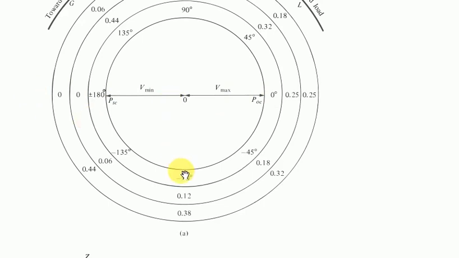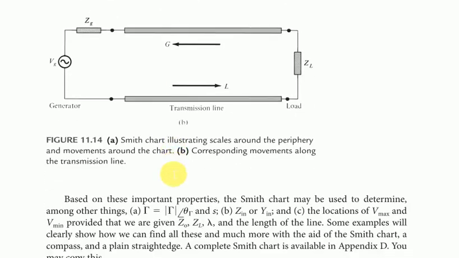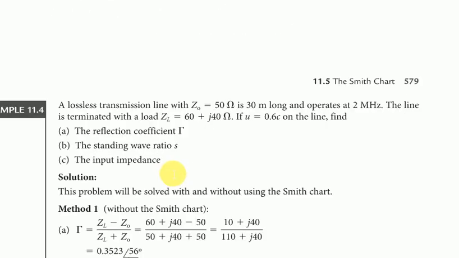So these points are important and you have to keep them in your mind. In order to see the application of the transmission line, as well as to get the flavor of the Smith chart, I would like to introduce one example, a short example from the electromagnetics book by Sadiku. Just take the example: a lossless transmission line with Z0 equal to 50 ohm is 30 meter long and operates at 2 megahertz.